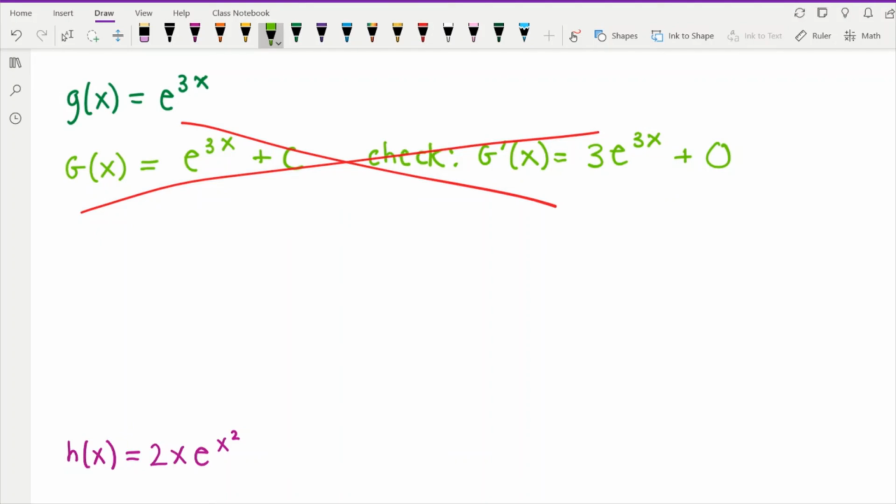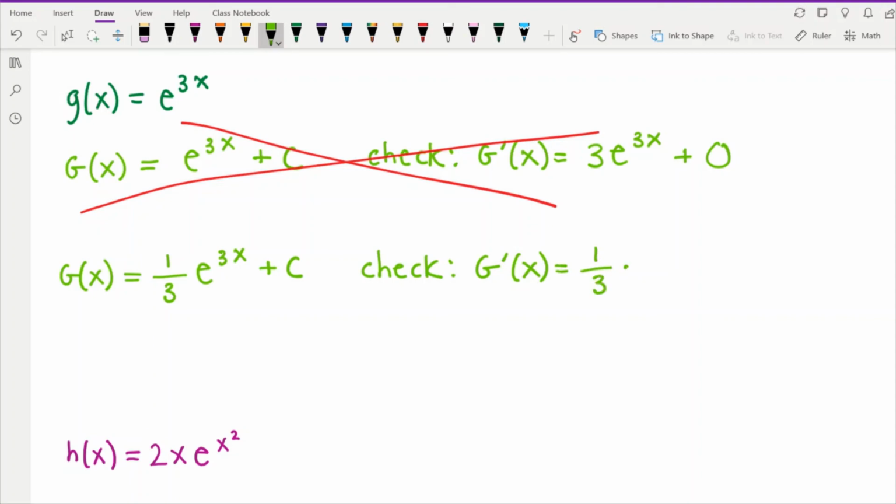So how do we compensate for this 3? Well, we can multiply by 1/3. So what if we tried to make our original function 1/3 e to the 3x plus c? Let's see how that works. So if we check this one, now our derivative is going to be 1/3 times the derivative of e to the 3x. Well, we already did that, right? That was 3 times e to the 3x plus 0.